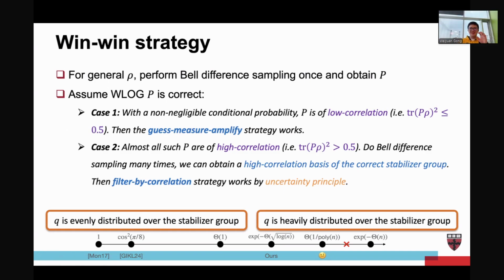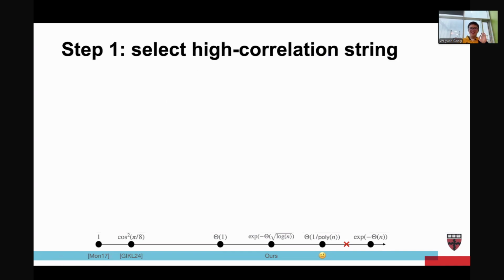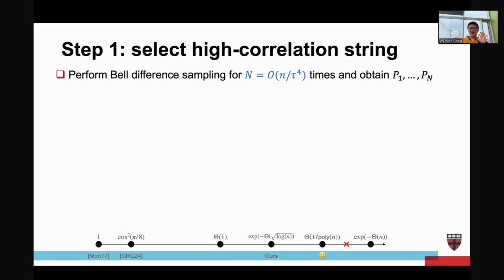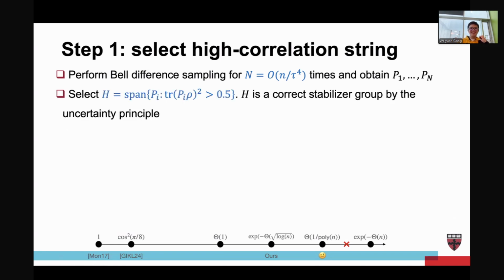Okay. So this is actually the key idea for our algorithm, and the remaining part is we try to formalize what we have now. The first step is you perform Bell difference sampling for like n over tau to the 4 times, and we can argue that after sampling this many times, you can at least get some correct Pauli strings with high probability, and then you select the high correlation group, which are all the Pauli strings you sampled here that have high correlation. And of course, H is a correct stabilizer group by the uncertainty principle.